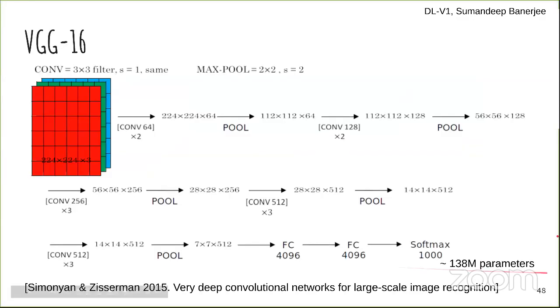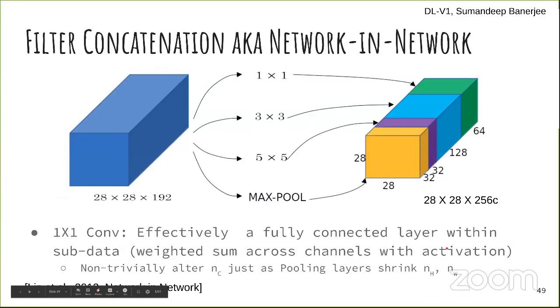Because 138 million parameters is just not practical. So to make it even better, if they had to go to 200 trillion, 300 million parameters, it would not be feasible to actually have practical uses of it.